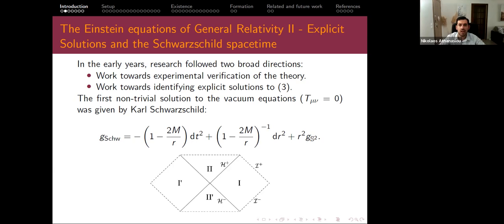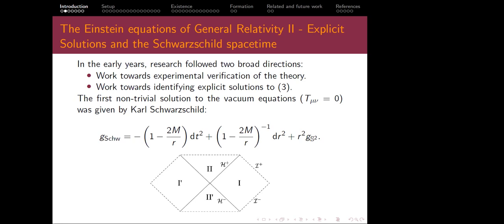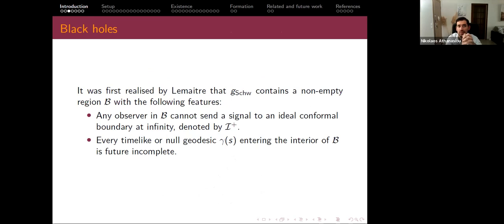Anyway, it didn't take long after the appearance of the theory for the first non-trivial solution to the vacuum equations to arise. This was given by Karl Schwarzschild, also in 1915, and it takes the form we all know. It was given, but nevertheless, it took more than 15 years, about 17 years, for people to realize what exactly was contained in the solution.